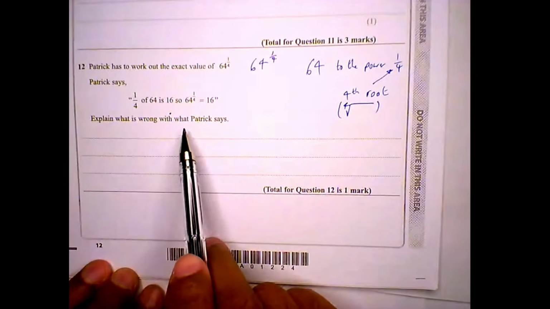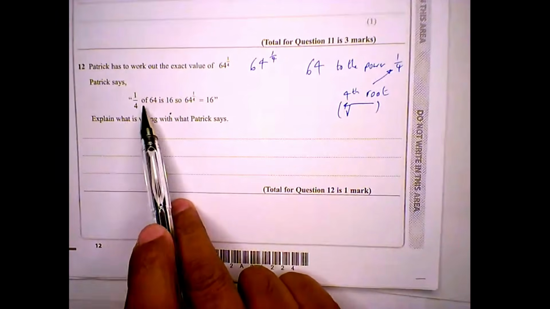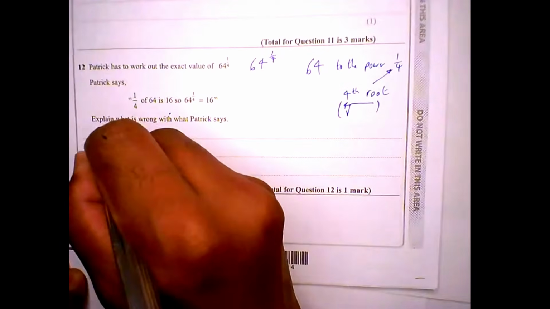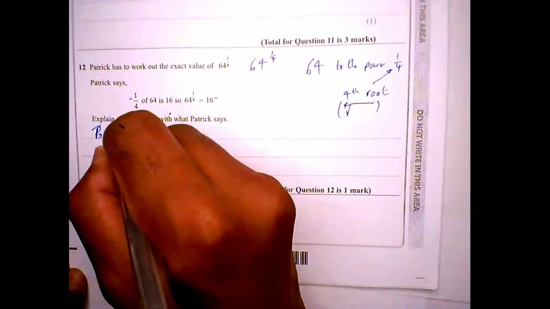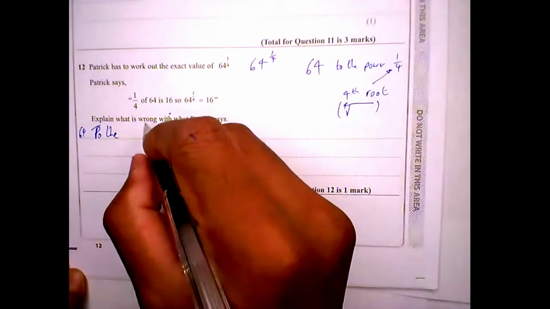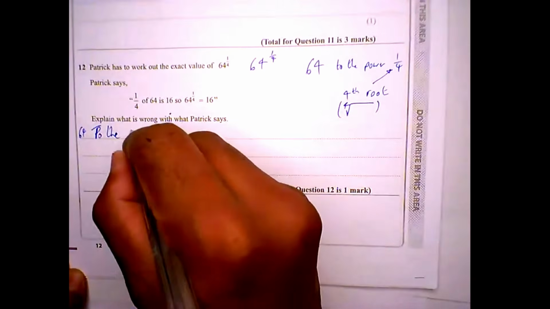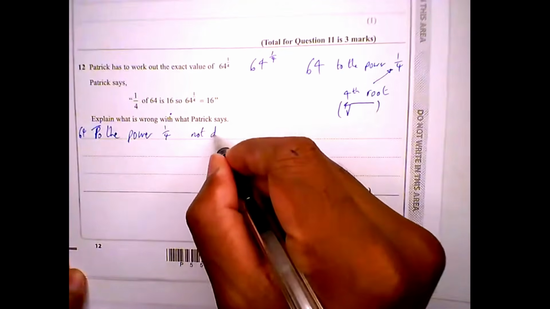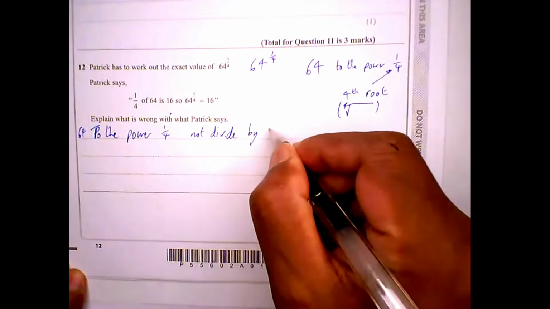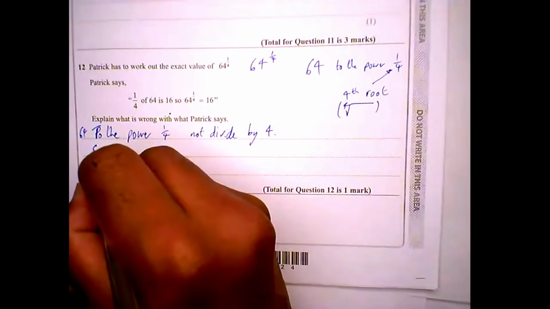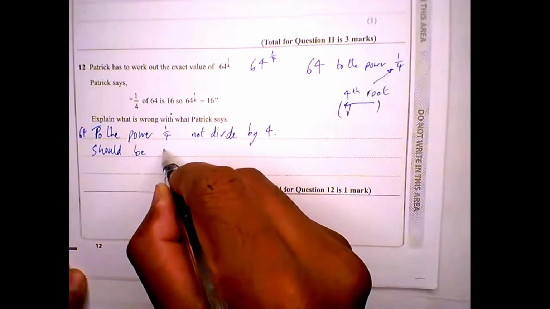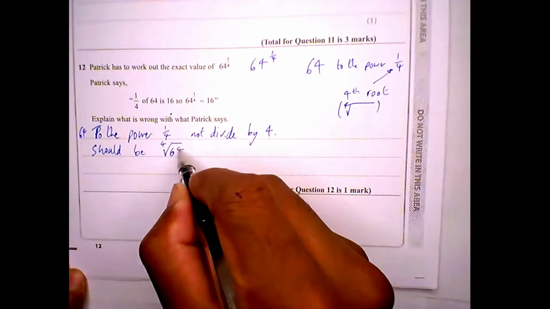So explain what is wrong with what Patrick says. Patrick said it's a quarter. And so what is wrong is it's a power, the 64 to the power a quarter, not divide by 4. I'm just going to make it clear also by adding it should be the fourth root of 64.